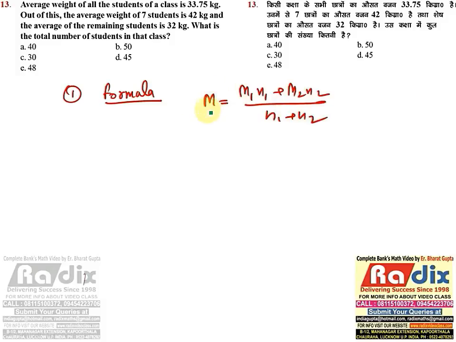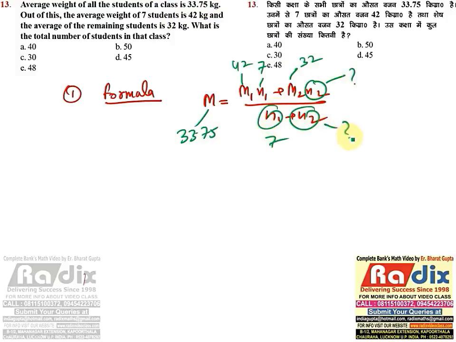Here, the combined mean is 33.75, m1 is 42 and n1 is 7 students, so the weight is 42 kg, and m2 is 32, n2 we have to calculate, right? n1 is 7 and n2 is our required value. So by placing these values we can get our answer. But the second method is the alligation method.